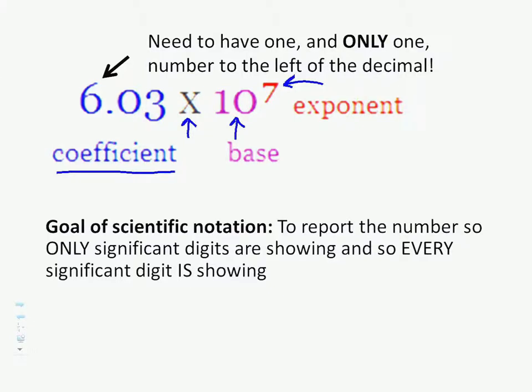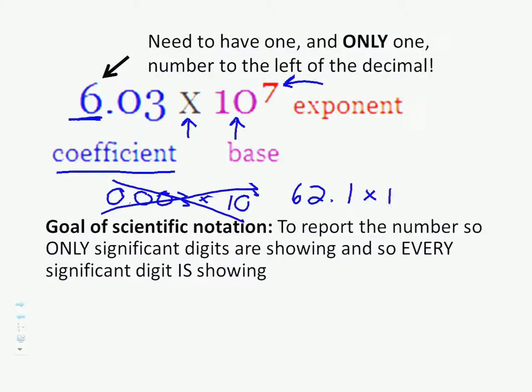Notice you will only ever have one number to the left of the decimal, and that is a non-zero number. If you were to have 0.003 times 10 to the third, that's incorrect because you don't have a non-zero number to the left of the decimal. Or if you have 62.1 times 10 to the fifth, that is incorrect because you have two numbers to the left of the decimal.